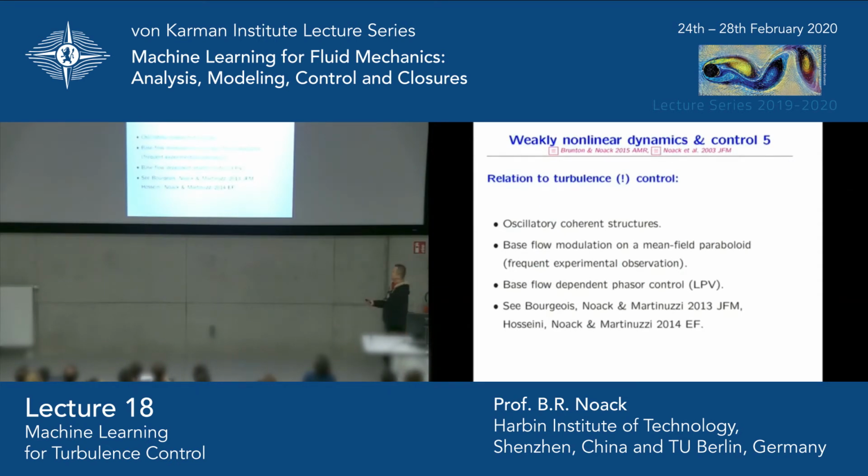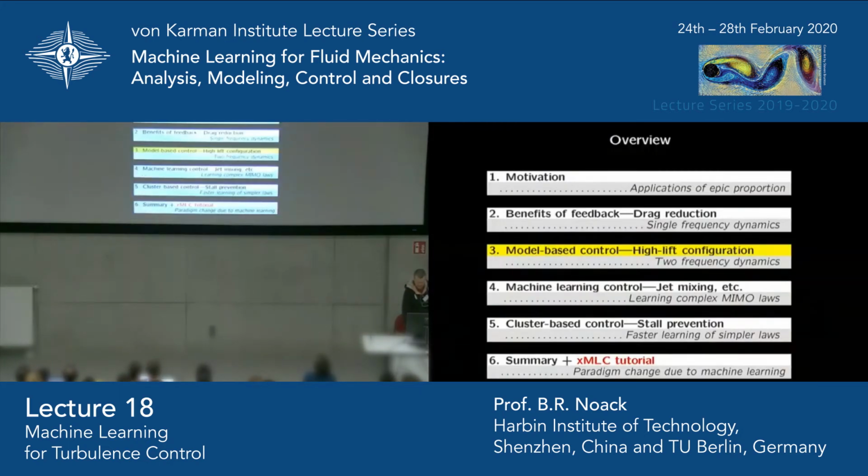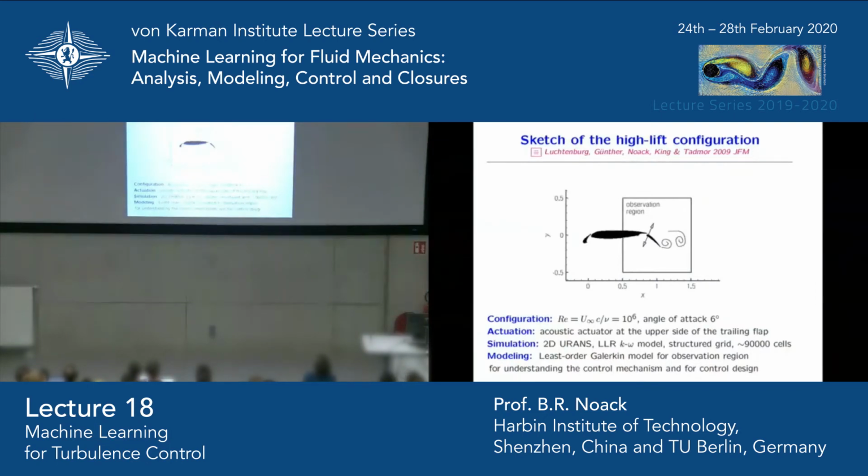Again, why am I teaching it? Well, there are oscillatory coherent structures. The base flow modulation on the mean field has been frequently experimentally observed, and what we found in our collaborative research center for flow control is that if you don't take into account the base flow variation, then your control may not work. So this is a critical enabler for control, which is also increasingly realized in JFM publications. And we can also identify the mean field paraboloid from experimental data from turbulent flows, where you would not initially expect it. Good. Now we go to another configuration, closer to what Stefan was teaching, high lift configuration.